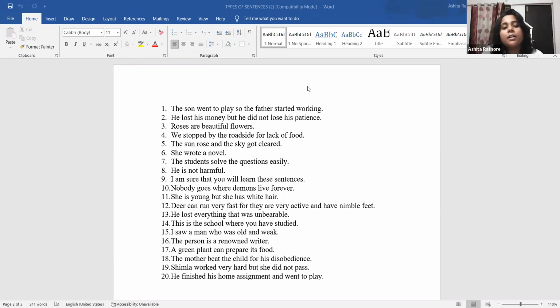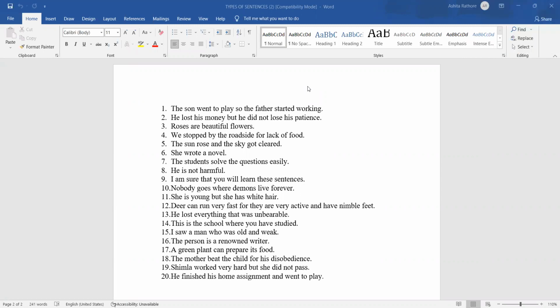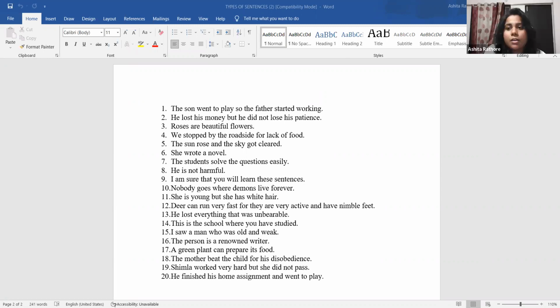Deer can run very fast can also be said independently. They are very active and have nimble feet can also be said independently. And that is why this qualifies as a complex sentence. Clear हुआ? Okay, ma'am. Okay, fine. Ashna, back to you.